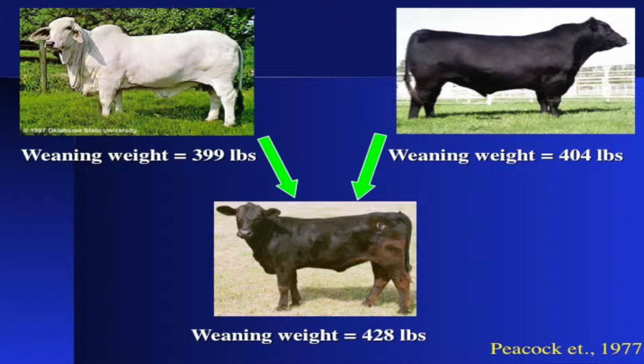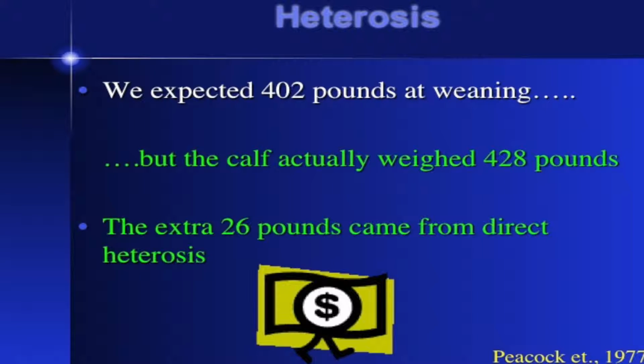But if we take this Brahman cow, their Brahman herd at this research center averaged 399 pounds. And they also had an Angus herd, and the average weaning weight was around 404 pounds. And they crossed those animals, and the calves ended up weighing 428 pounds. If we would have taken the average of those two animals, we would have expected the weaning weights to be around 402 pounds. But we ended up with 428 pounds. So there was an extra 26 pounds of increase in performance and weaning weight because of direct heterosis, crossing those two animals.